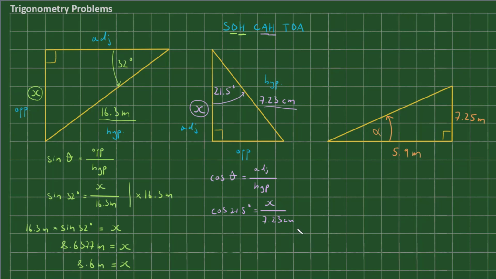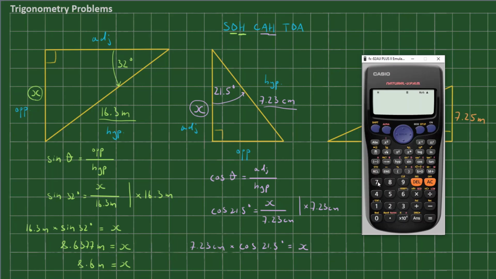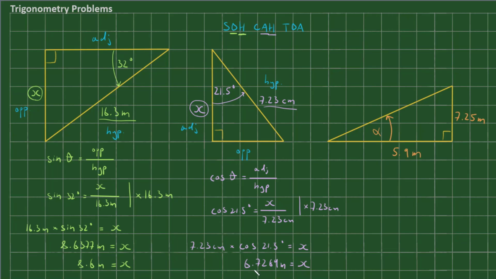I need to solve for x, which means x needs to stand on its own, which in turn means that I need to transpose this 7.23 centimeters. And I'm going to do that by multiplying both sides by 7.23 centimeters. On the left, I will have 7.23 centimeters multiplied by cos of 21.5 degrees equals x. Once again, I'm going to use my calculator. 7.23 multiplied by cos 21.5, and I get 6.7269. How should I round this value?